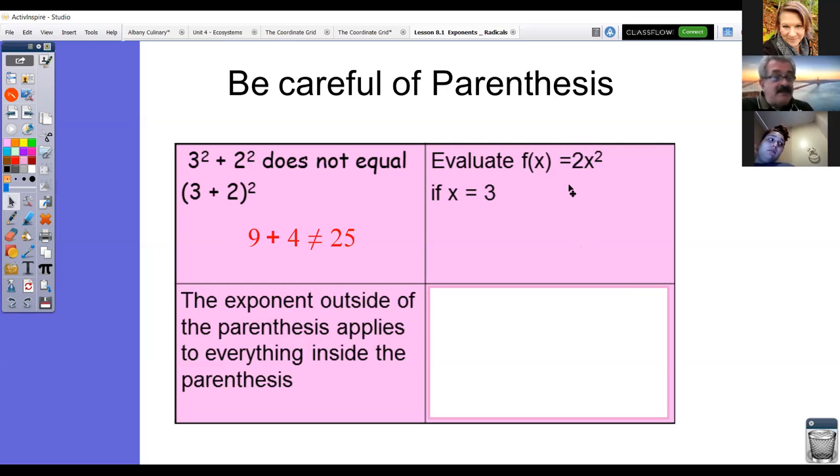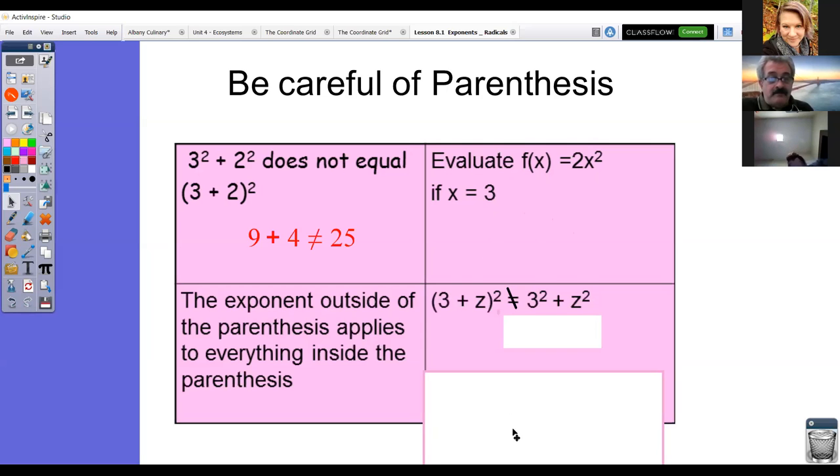You're going to see some things like this on the test where it says evaluate f of x when it equals 2x squared. You know, when you see this f of x, all it means is every time you see an x, put in whatever they give you. So this would be the same thing as 2 times x squared, okay? Well, x squared is 9, so 2 times 9 is 18. So f of x is 18. All right.